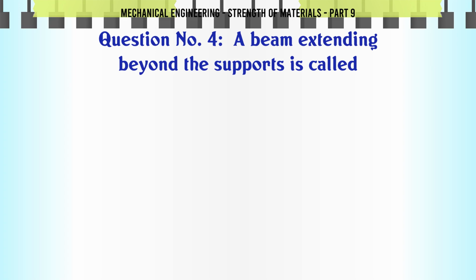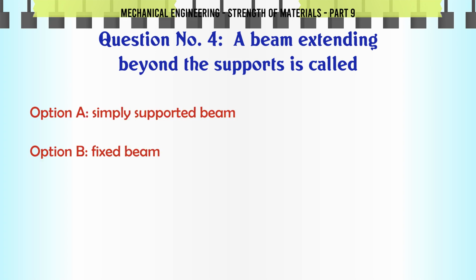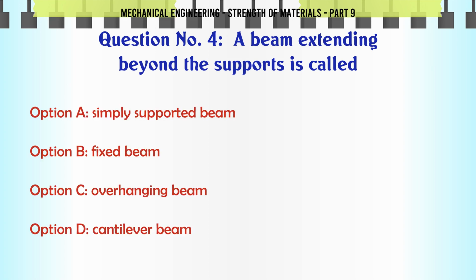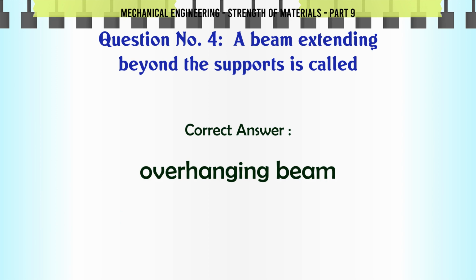A beam extending beyond the supports is called: A. Simply supported beam, B. Fixed beam, C. Overhanging beam, D. Cantilever beam. The correct answer is overhanging beam.